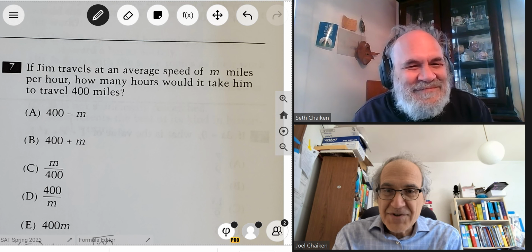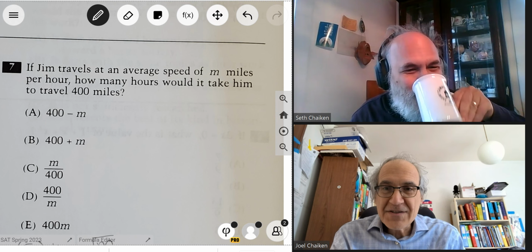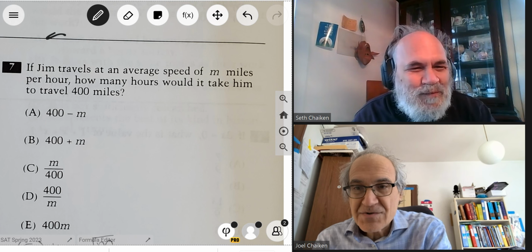Jim travels at an average speed of m miles per hour. How many hours would it take him to travel 400 miles? Okay, so there are a lot of ways to do this. You could just use common sense.